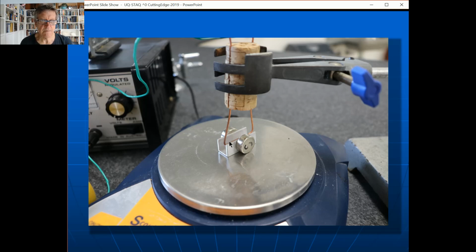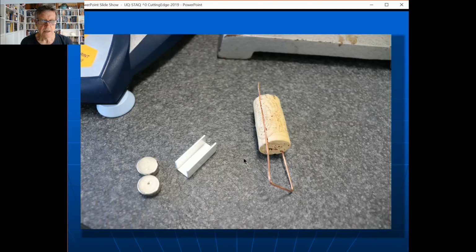Now you can buy them, 25 millimeters across should do the trick. Here's the setup. There's the 2 button magnets. You'll notice there's a chip off there. They chip very easily. My piece of aluminium channel and a cork, a bit of wire stuck in it.